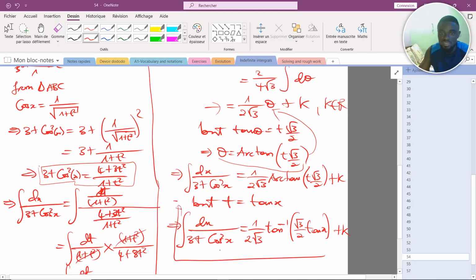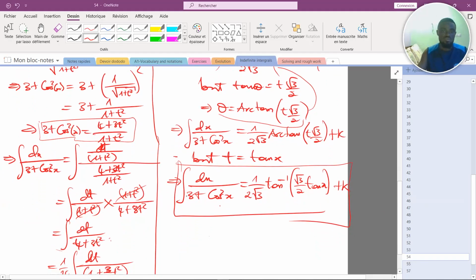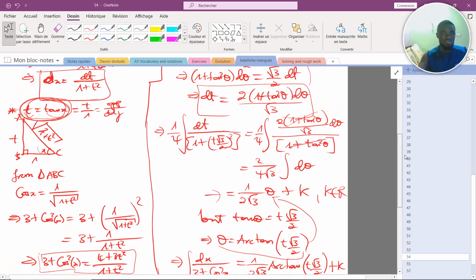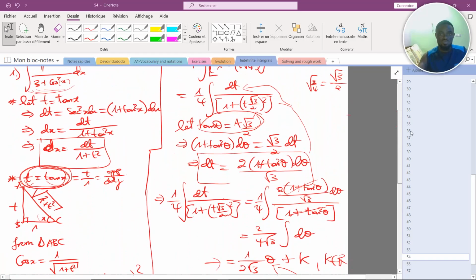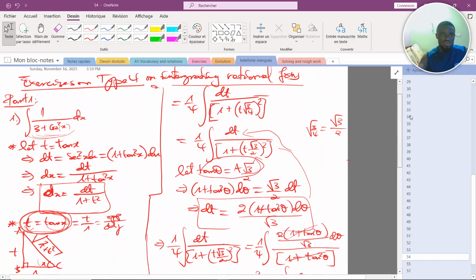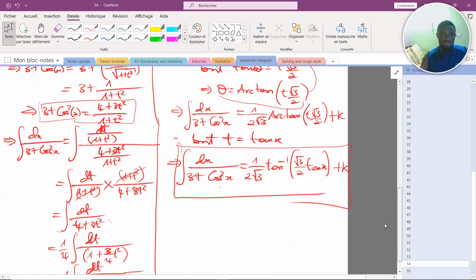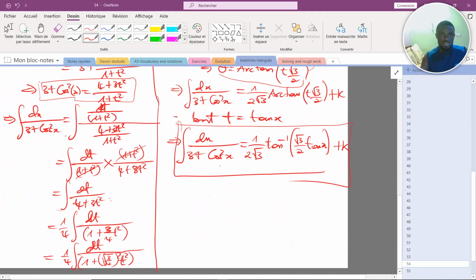So that's the integral we just found. That's the integral of 3 plus cos square x. You see that it's very simple. And you notice that in this exercise we did two substitutions. This was the first substitution we did. Reaching this stage, we saw that this is a type of integral we have already done previously.